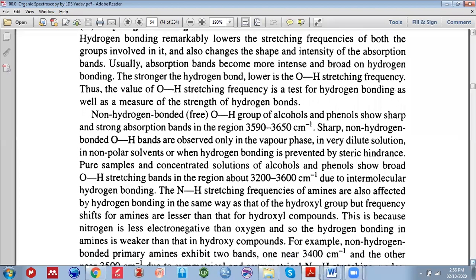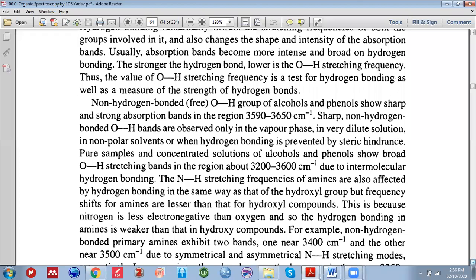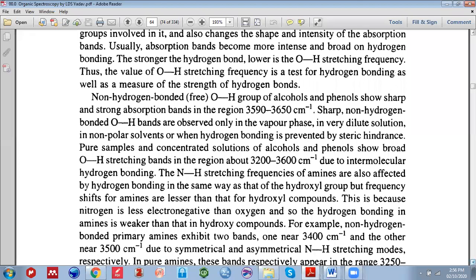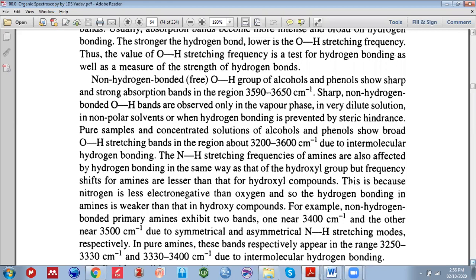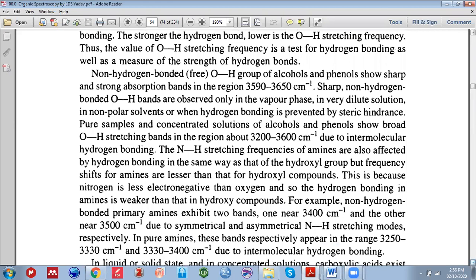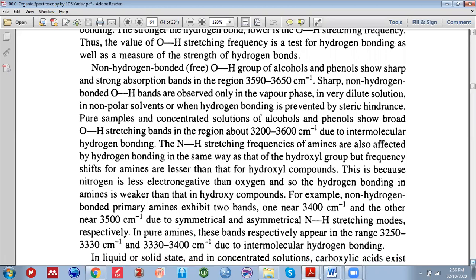For example, a non-hydrogen bonded primary amine exhibits two bands, one near 3400 and another near 3500 cm inverse, due to symmetric and asymmetric NH stretching. In the case of pure amine, these bands appear at about 3250 to 3330 cm inverse and 3330 to 3400 cm inverse due to hydrogen bonding.